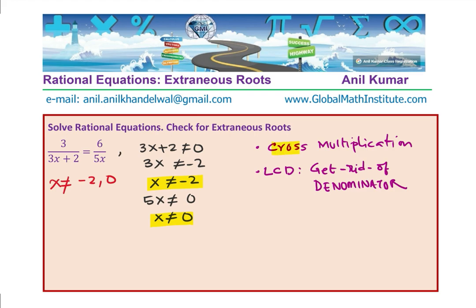So in this case, we are going to use cross multiplication. What does that really mean? It means that we are going to multiply 5x with 3, and 3x plus 2 with 6. So we get 3 times 5x equals 6 times 3x plus 2. That is cross multiplication. Do you see that? So we applied strategy 1, which is cross multiplication.